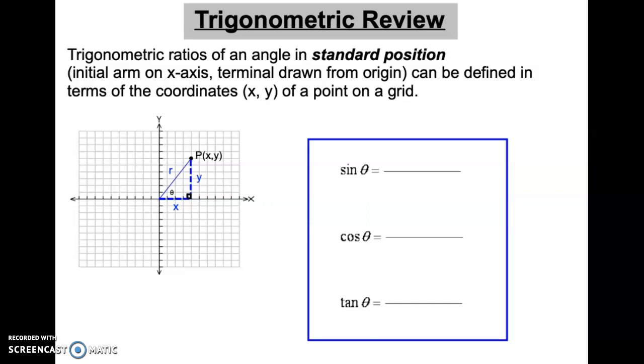So today we'll be looking at trigonometric review. To begin with, an angle is said to be in standard position if the initial arm is on the x-axis and the angle goes from that x-axis to a terminal arm. When an angle is in standard position, we can actually represent this angle with a pair of coordinates, so a point on the grid.